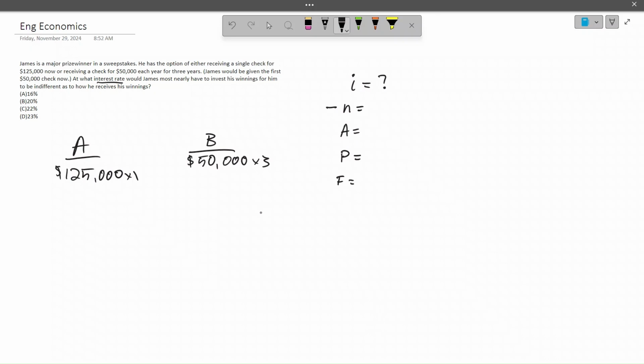So what we have to do is let's just make a timeline to make it a little bit easier. Just go right there to 3. Okay, so this is going to be year 0, 1, 2, and 3. So in this case, James is going to be receiving $50,000, then another $50,000, then another $50,000, and those are his 3 payments. First one happened at year 0. So as we can see, instead of it being 3 years, this is only going to be a 2-year period. So N is going to be 2.